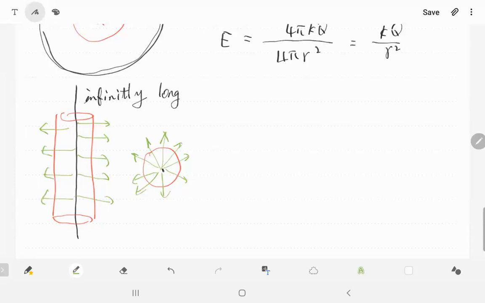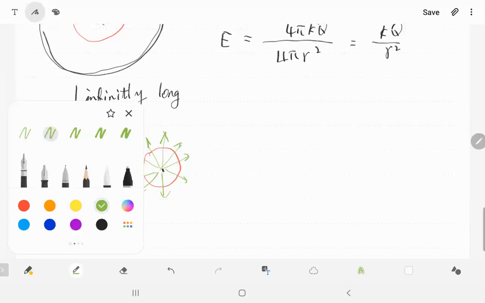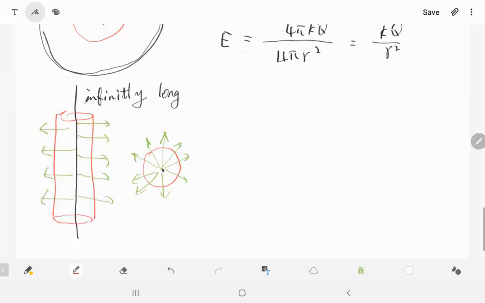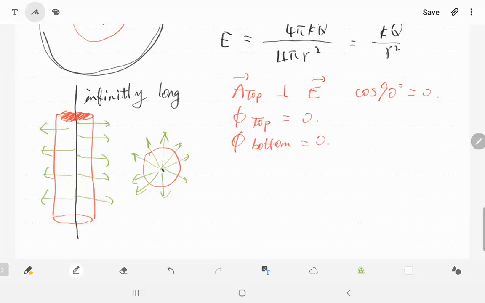We know the top surface of the cylinder: its area vector A is parallel to the wire, so it is perpendicular to the electric field. So cosine 90 degrees equals zero. The flux on the top is equal to zero. The same thing, the flux on the bottom is equal to zero. So these two surfaces have zero contribution to the flux.